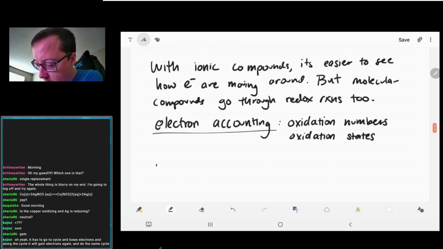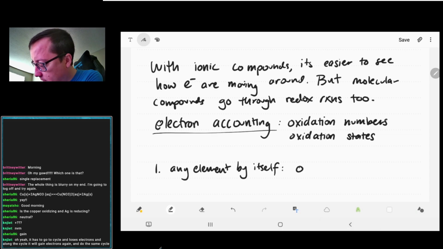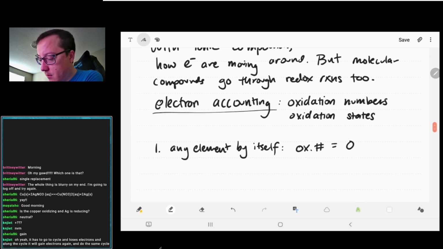Our first rule is any element by itself, the oxidation number is 0. So, if I were to ask you what's the oxidation state of hydrogen in H2, we would say it's 0.